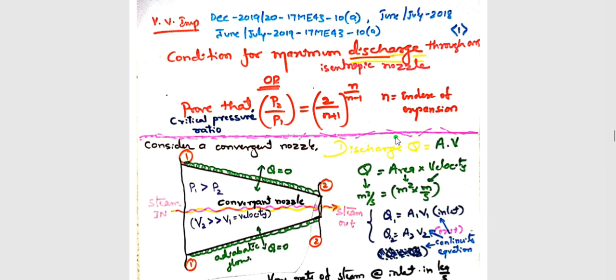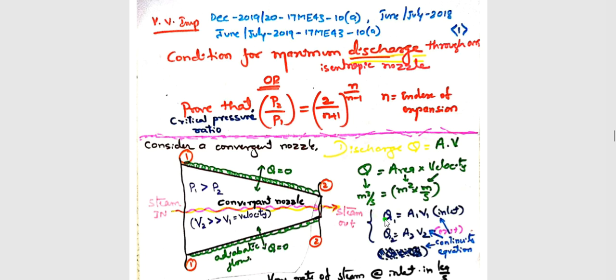This equation you might have studied in the fluid mechanics subject in the fluid dynamics chapter. So Q is equal to area A into velocity V. The unit of area is meter square and the unit of velocity is meter per second. If you multiply these two quantities, you will get meter cube per second, which is the unit of discharge. In the numericals he may ask you to calculate discharge through the nozzle. So unit is important; remember the unit of discharge is meter cube per second.